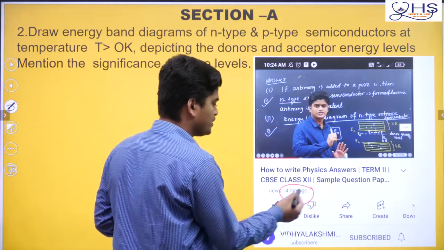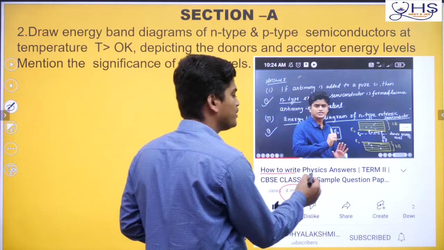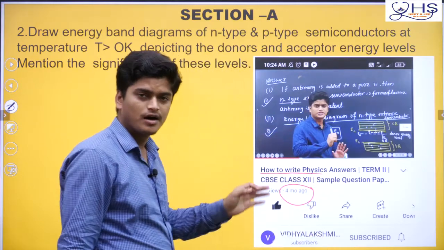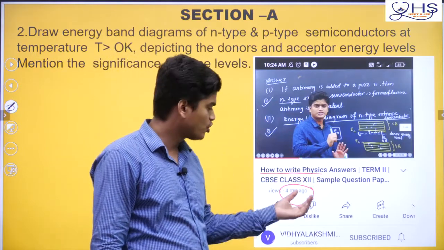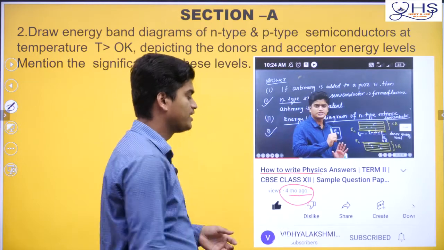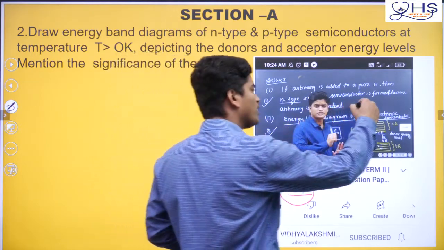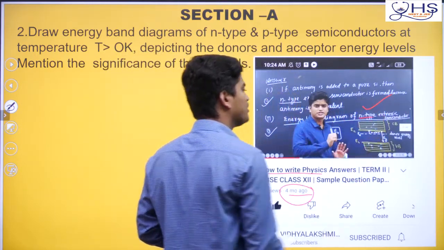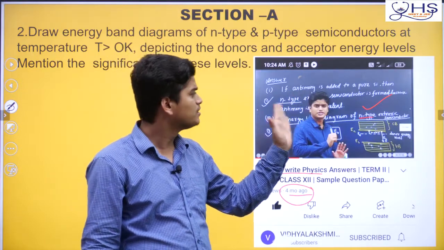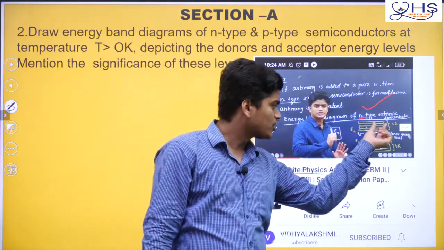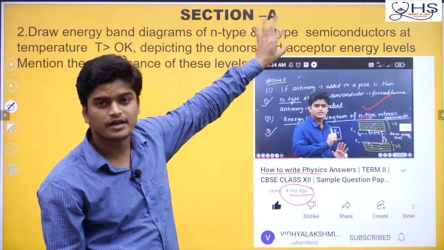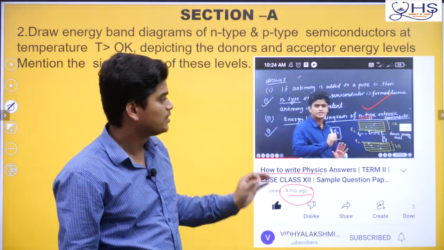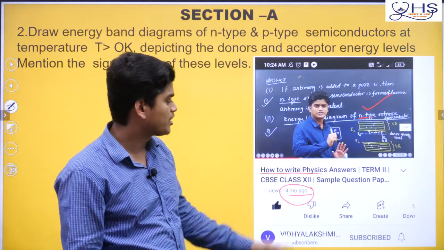Actually, this question we have already discussed on our YouTube channel, Vidya Lakshmi NEET Academy, how to write physics answers, four months ago. So this is written here. I have done the same diagram there, the N-type semiconductor. This is my photo only. Here the conduction band, valence band, all the diagrams I did, and the same question was asked in the 2022 question paper. I did this four months ago.